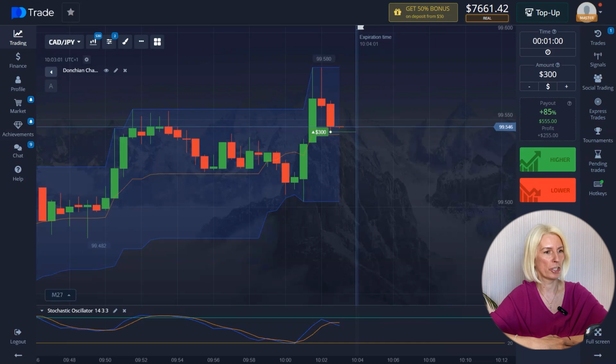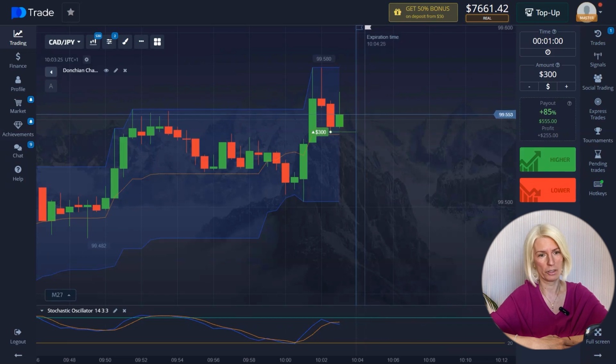I made this decision taking into account the analysis of the quotation schedule, as well as the difficulties of leaving quotations below the middle line of the Donchian indicator for the past 15 minutes. As you can see, after the opening of the transaction, the price went up, but after reaching its maximum, it began a slight decline, at the same time making oscillatory movements and remaining at a comfortable level for us.